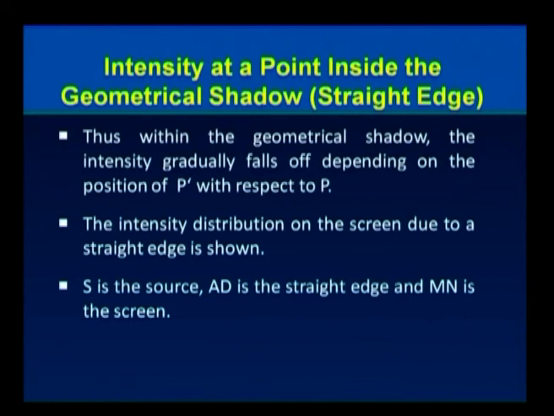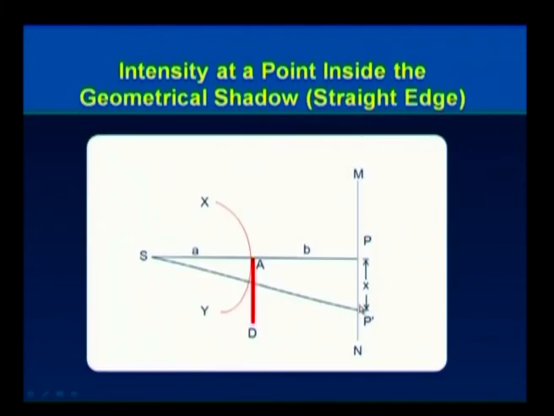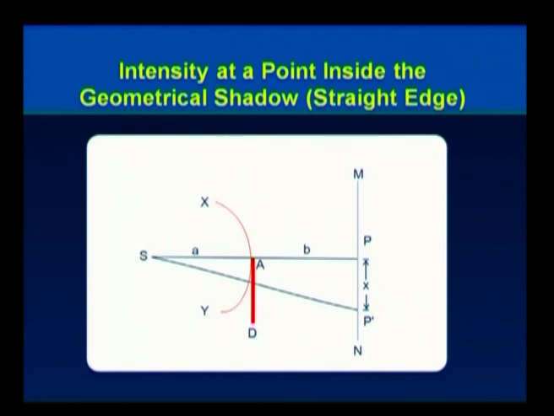The intensity distribution on the screen due to a straight edge has been shown. S is the source, AD is the straight edge, M1 is the screen. So, here S is the source of light, and this is my straight edge. I consider two cases. One is the point P, when it is exactly in a straight line with respect to the source. What about P prime? I will ask the question, what about the intensity at P prime? Whether P prime will be dark or will you be getting some light?